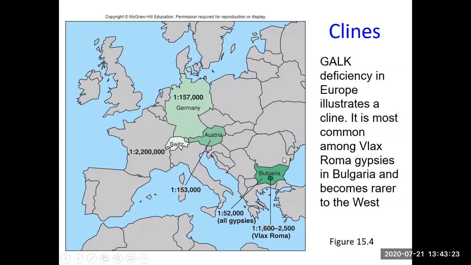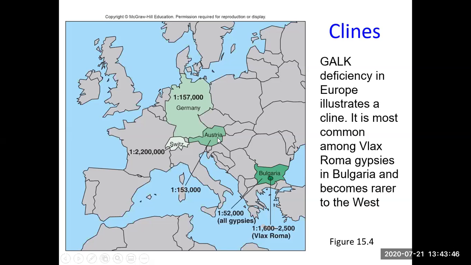You start from Bulgaria, and there is this group, the Roma gypsies here, and you see their incidence. 1 in 1600 would have this disorder. Then as the population spread out, and the further you move away from this epicenter, you see that the incidence of the GALK deficiency goes down.